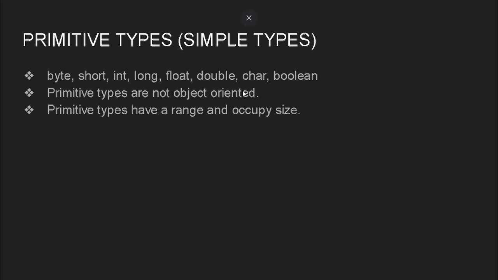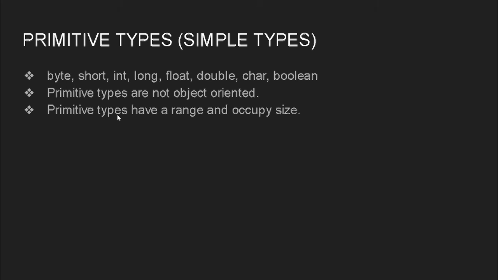Now there are certain rules for the primitive types, and the first one is that primitive types are not object oriented. What do I mean by this? If I am saying that primitive types are not object oriented, I simply mean that I cannot create an object of a byte. For example, I write byte a equals new byte. That thing is not allowed. I cannot create an object because it is not object oriented. Similarly I cannot write int a equals new int. The same thing applies for all of those 8 primitive types.